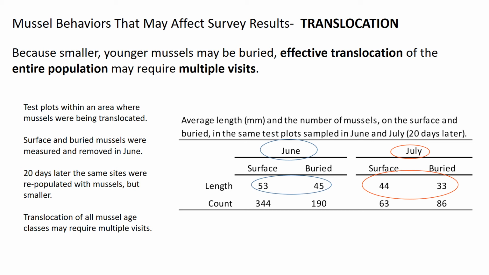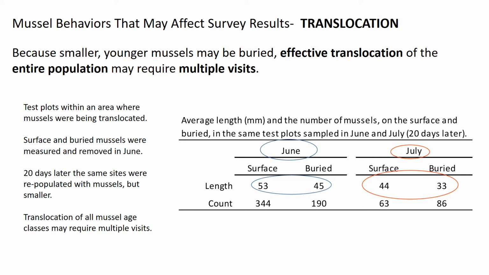We felt pretty good that we had gotten most of the mussels from these areas. Now, these were relatively small areas. We could get an accurate count. We were feeling pretty good that we got them all. We went back 20 days later, and we had more mussels. But what was especially interesting was that the mussels on the surface now averaged 44 millimeters, which was similar to the average size of the buried mussels in June. And the buried mussels 20 days later in July averaged 33 millimeters.